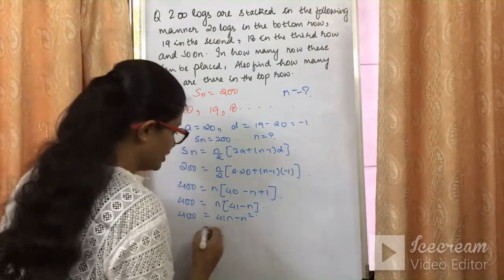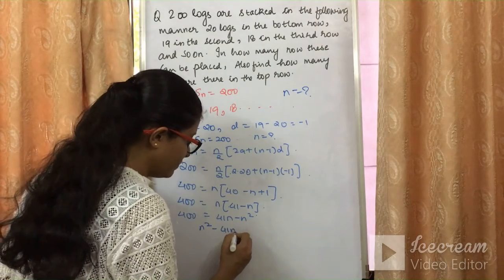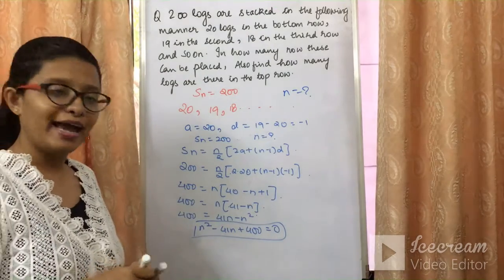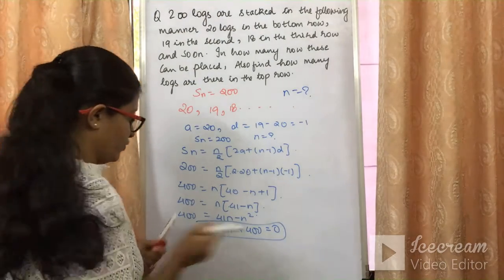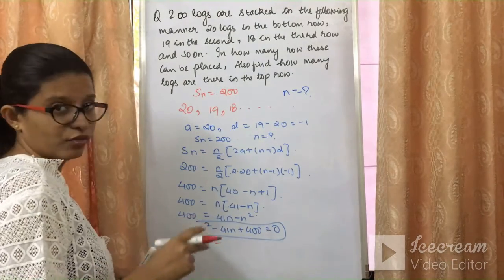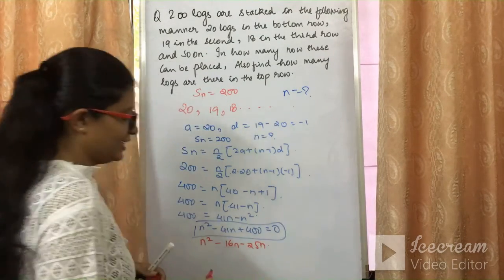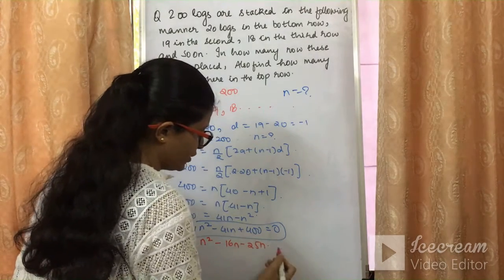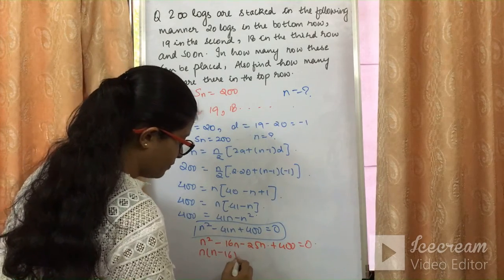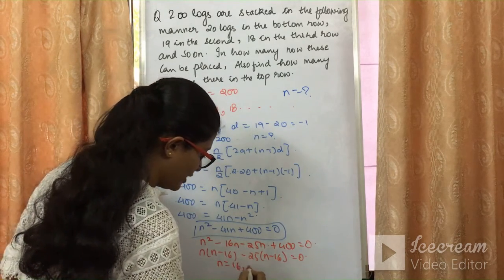So you get a quadratic equation in N, that is, if you take all these on the left hand side, we will get N square minus 41N plus 400 is equals to 0. So we need to solve this quadratic equation to find out N. Let's solve it by splitting the middle terms. N square minus 16N minus 25N plus 400 is equals to 0, since 16 and 25 will give you 41 and 16 into 25 will give you 400. So if you take out N common, N minus 16 minus 25 common, N minus 16 is equals to 0. So N comes out to be 16, 25.